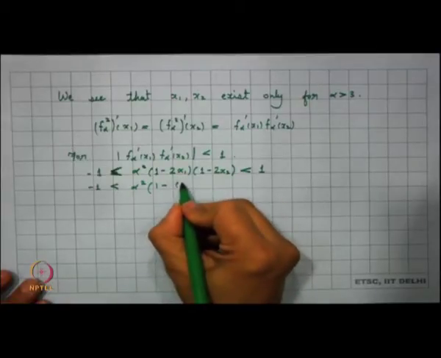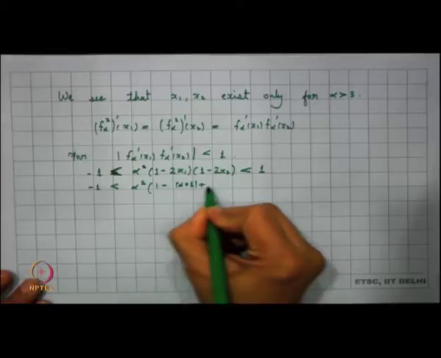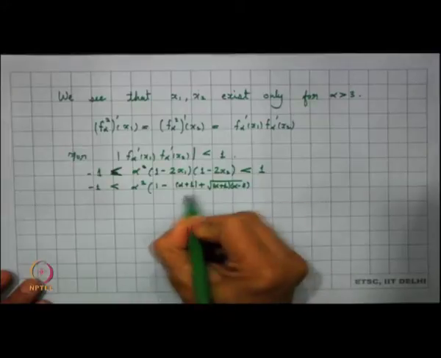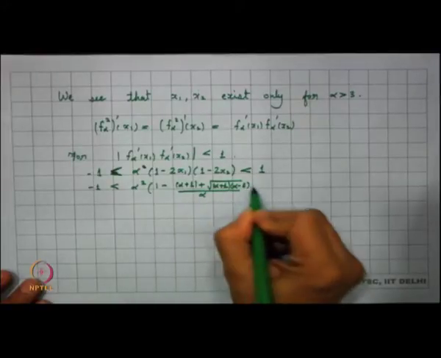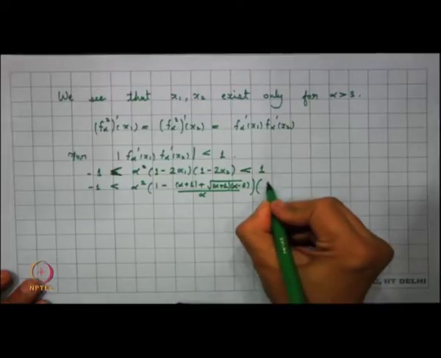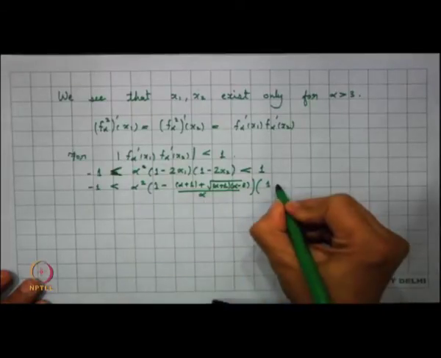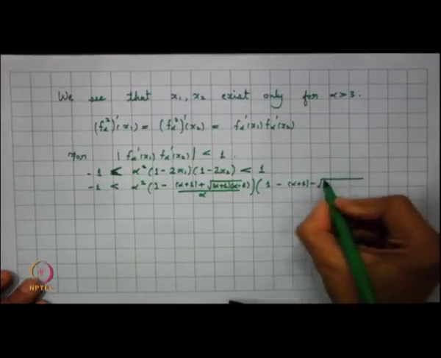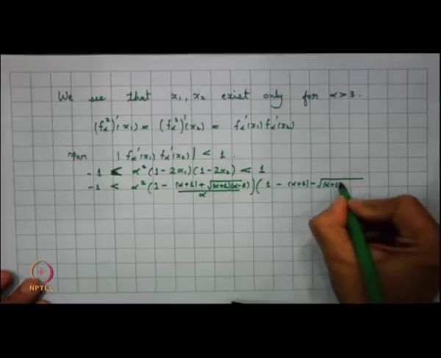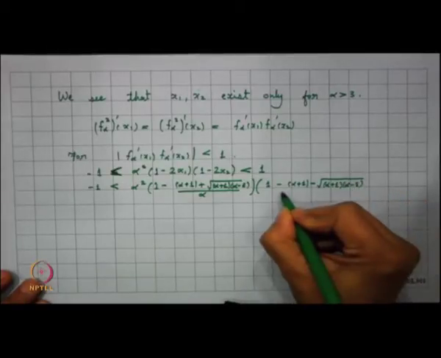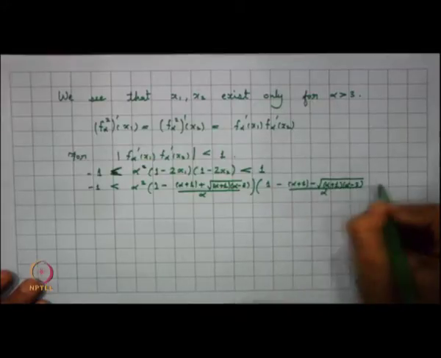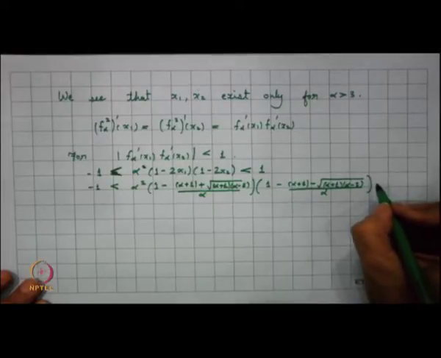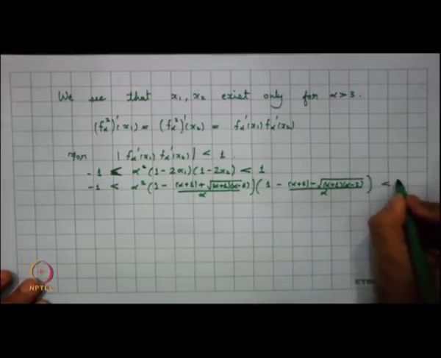alpha plus 1 plus root of alpha plus 1 into alpha minus 3, divided by alpha, into again 1 minus alpha plus 1 minus root of alpha plus 1 into alpha minus 3, divided by alpha. So, this particular part should be less than 1.